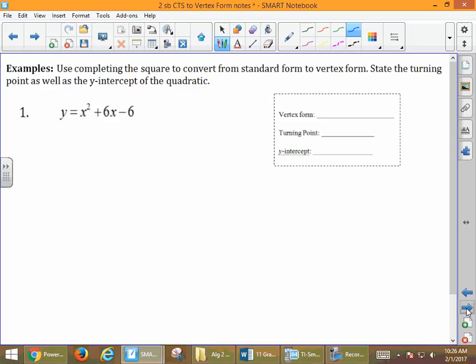So we have y equals x squared plus 6x minus 6. What is our first step when we want to complete the square? We're finding the vertex form, but our first step is to get all our constants to one side and all our x's on the other. So we're going to add 6 to both sides to get 6 over on our left side.